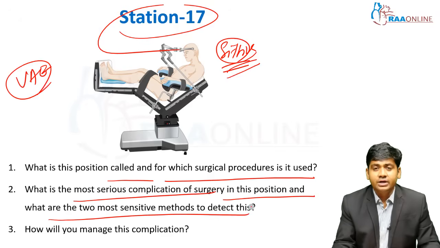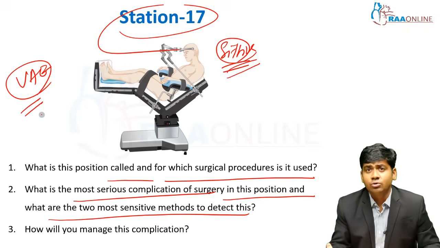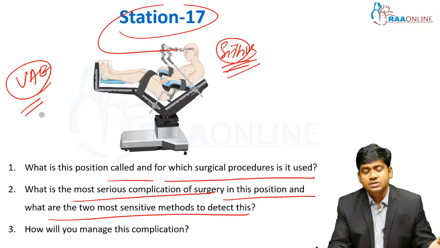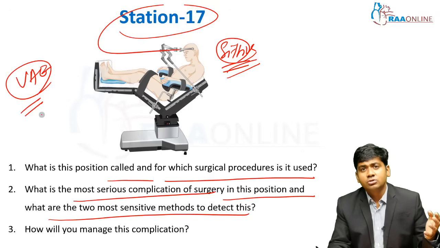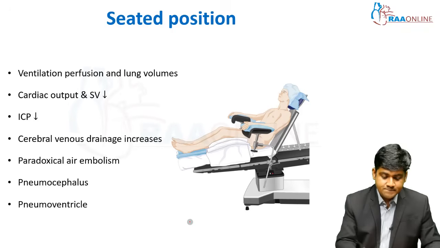And what are the two most sensitive methods to detect it? The most sensitive method to detect is EtCO2, also a sensitive method. The precordial Doppler is also a sensitive method. We can also do echo, it is also a sensitive method. How will you manage these conditions?